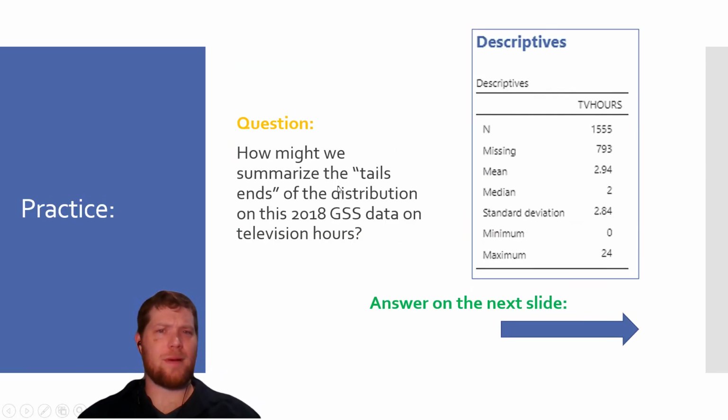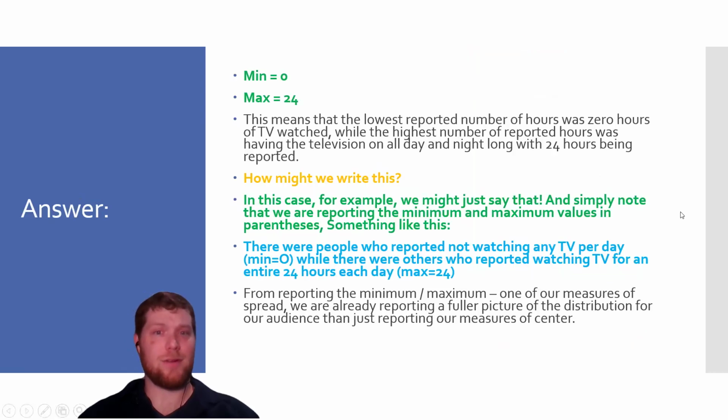Now, if I want to talk about summarizing these tail ends of the distribution for something like TV hours from the 2018 General Social Survey on television hours, well, the minimum is 0, the maximum is 24. That means the lowest reported number of hours was 0 hours of TV watched, while the highest number of hours was someone apparently having the TV on all day and all night, 24 hours being reported.